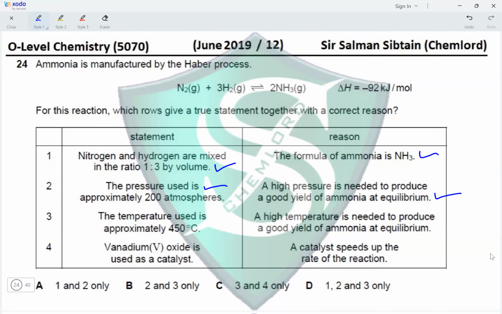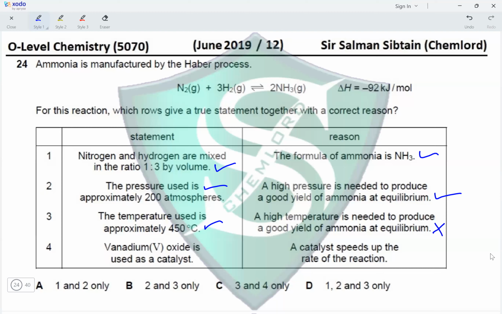Statement 3. The temperature used is approximately 450. Yes, that is the temperature used in the Haber process. A high temperature is needed to produce a good yield of ammonia at equilibrium. No, a high temperature favors the equilibrium towards the side which is endothermic. Here we can see that the forward reaction is exothermic. So an increase in temperature will favor the backward reaction. So the reason for statement 3 is incorrect.